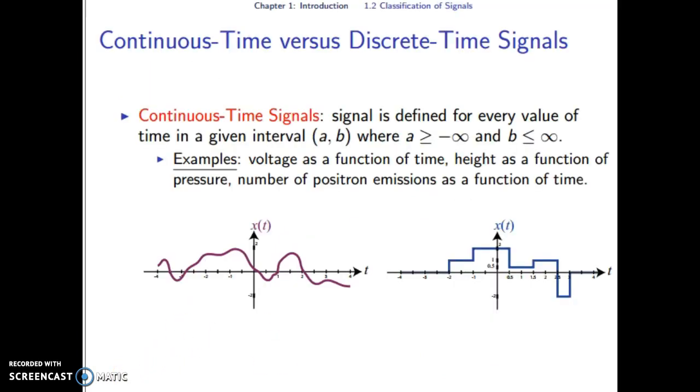Now let us see continuous time versus discrete time signals. So here it is a continuous time signal. These signals are continuous in time.